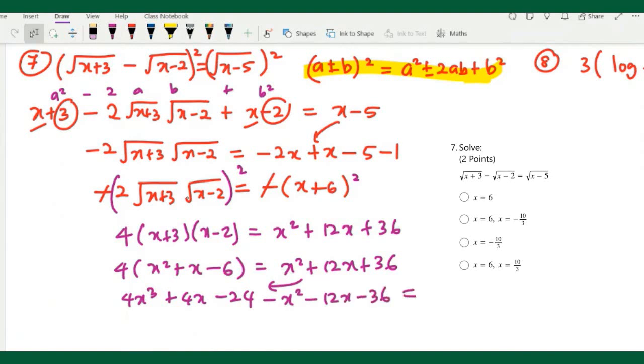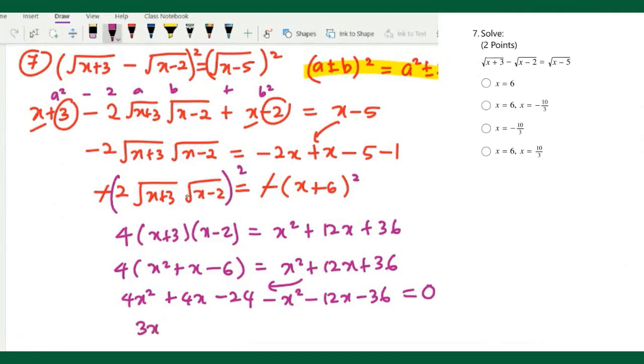Then we simplify 4x cube minus x square. Oh sorry, x square here. Okay, so it becomes 3, 3x square. Then 4 minus 12 minus 8x minus 24 minus 36 minus 60.